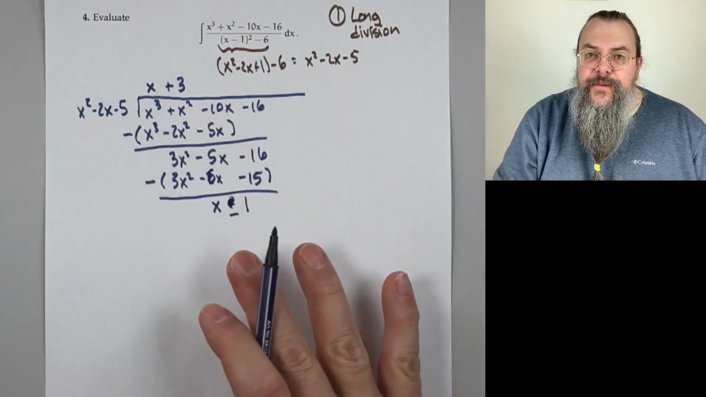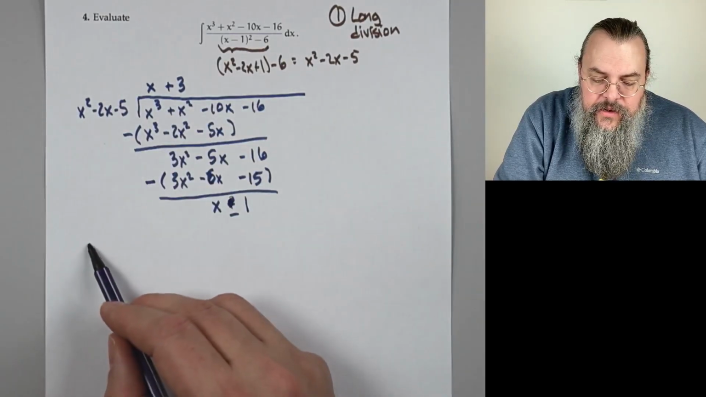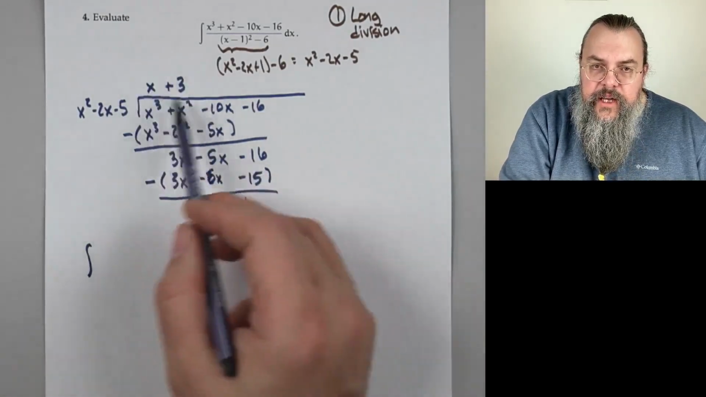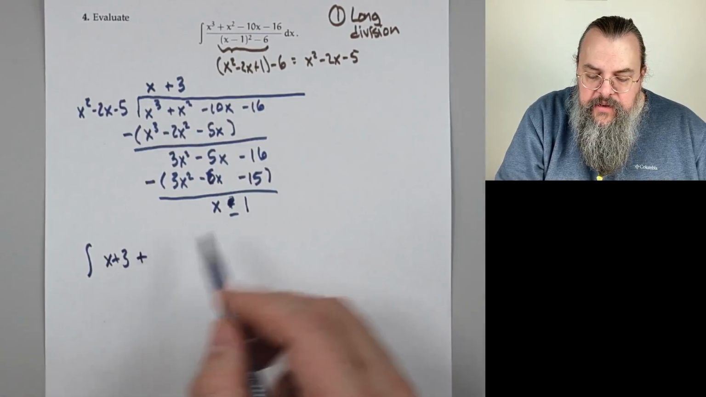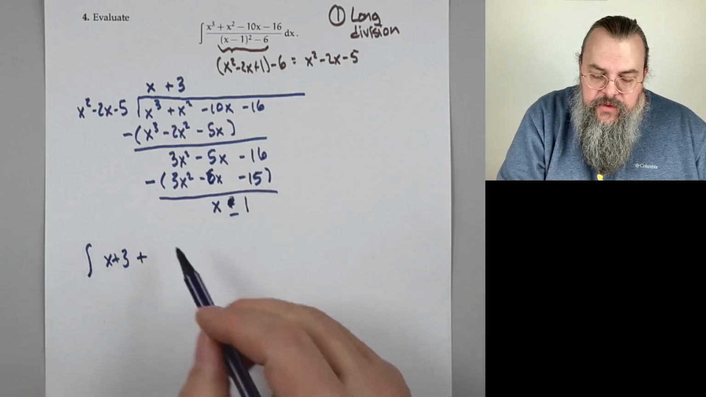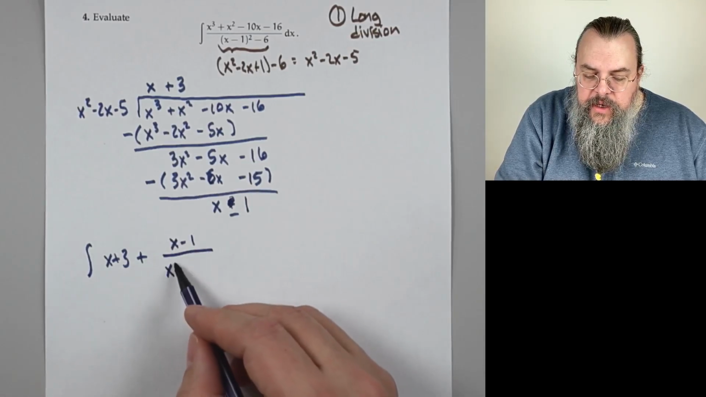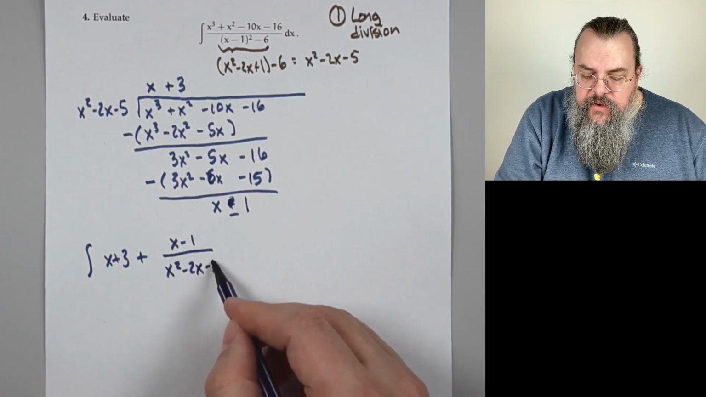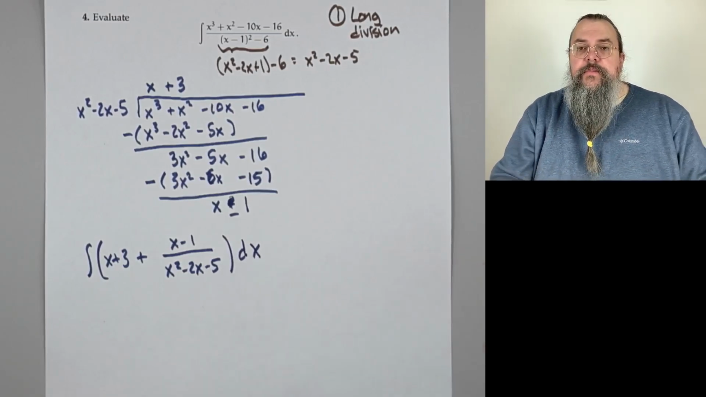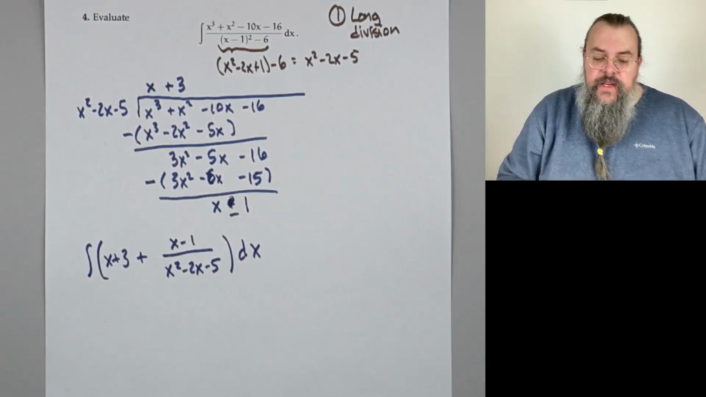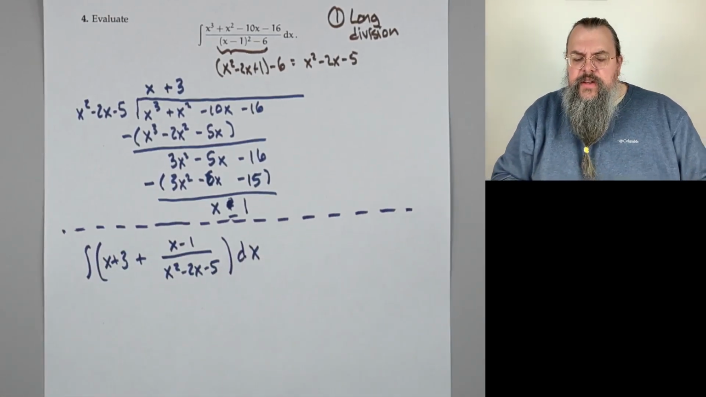What does all of this mean? Well, all of this says that the real integral is this part right here, x plus 3, plus this part, which was left over, our remainder, x minus 1, over x squared minus 2x minus 5. And that's the real problem. Okay, so that's our step 1. So long division to rewrite.